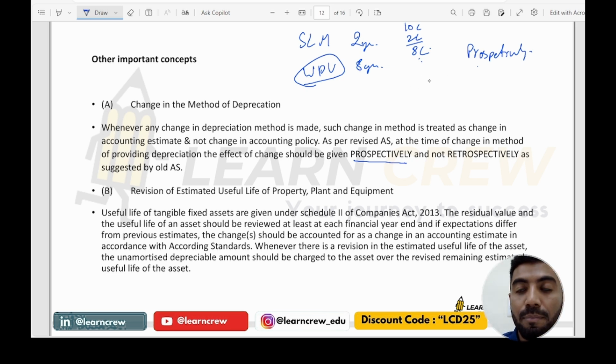Then one more thing is revision of the estimated useful life of property, plant, and equipment. Initially they were told the asset can be used for 10 years. After usage of 2 years, we got to know that the asset can be used only 5 years. Initially, for 10 lakhs, we were dividing it by 10, so 1 lakh was the depreciation. After usage of 2 years, the balance is 8 lakhs, and 8 lakhs is to be divided by 5. This is a change in the estimated useful life of an asset, which is basically known as a change in estimate. The change in method is a change in policy, and the change in useful life is a change in estimate.